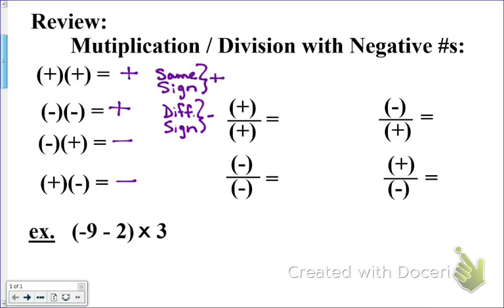Same with division. Positive divided by a positive stays positive. Negative divided by negative stays positive because same signs. Negative divided by a positive, different signs. And positive divided by negative, different signs.